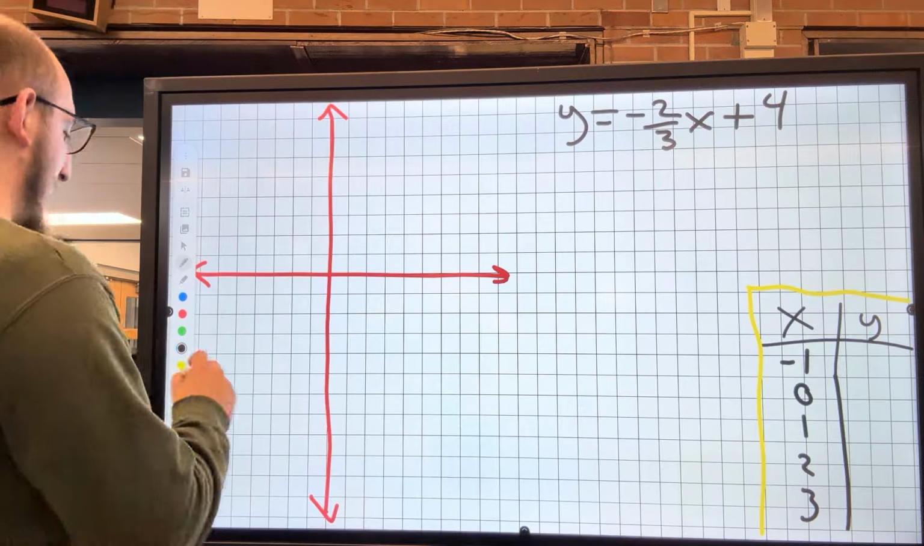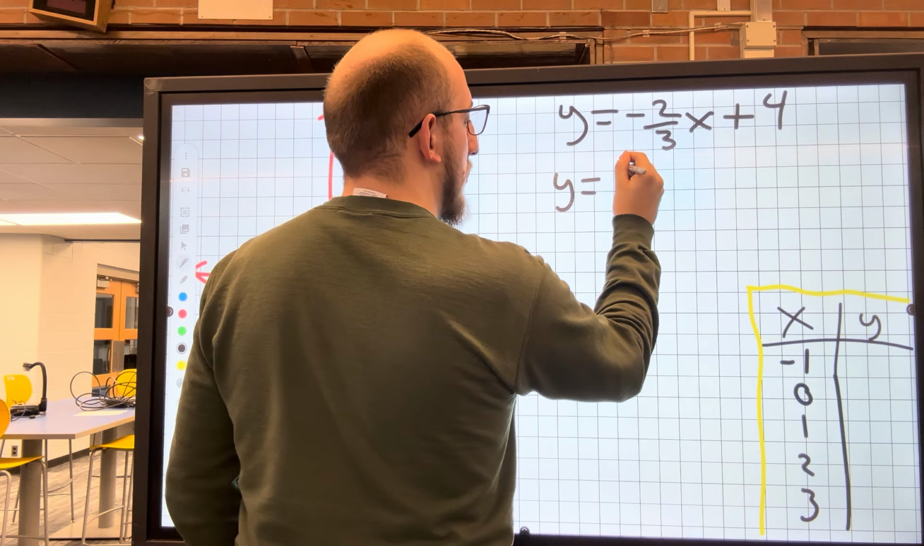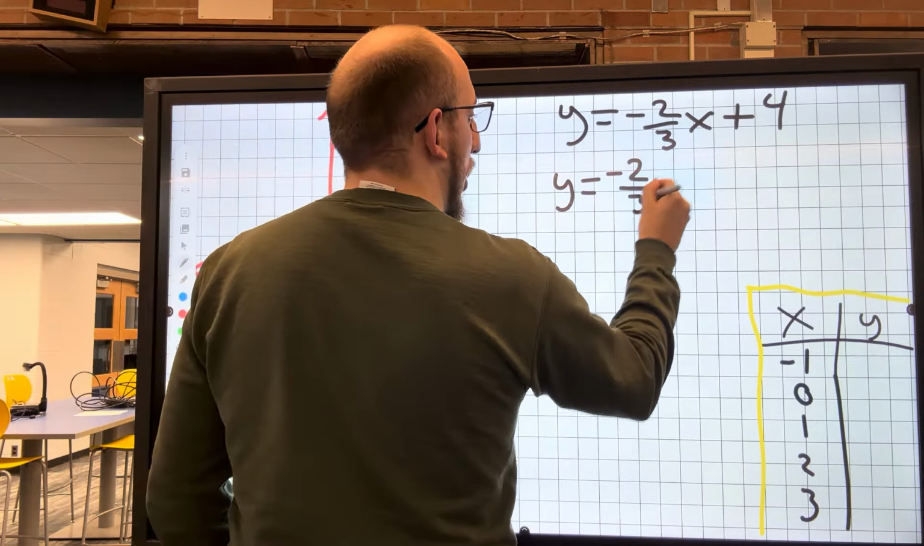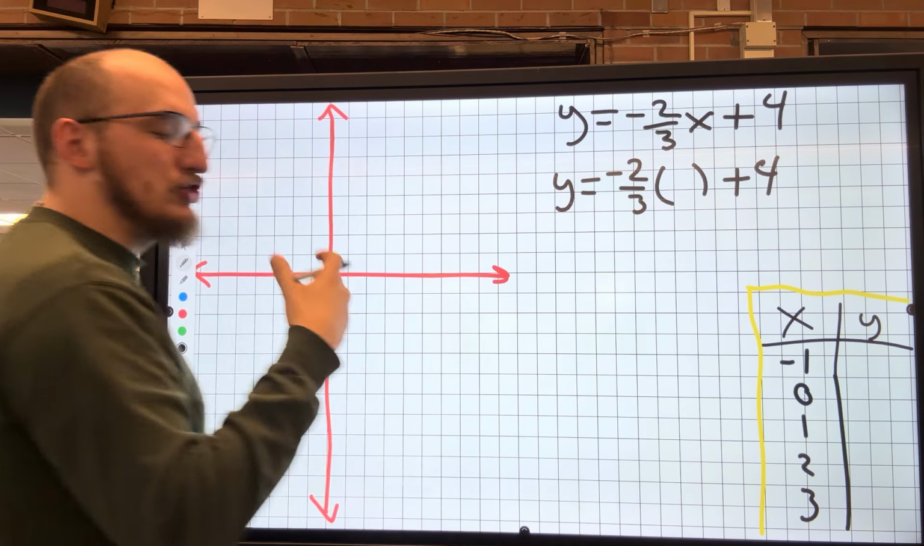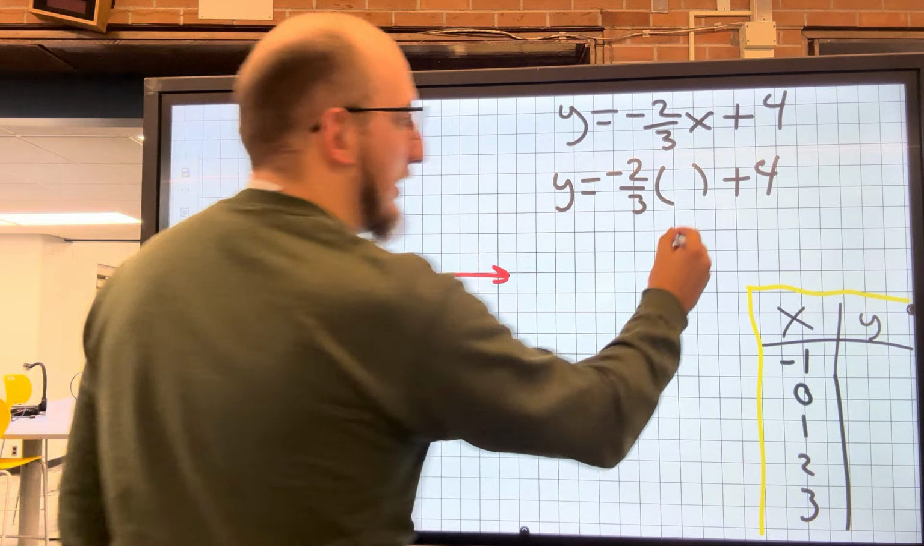So I'm going to start plugging stuff in. I'm always going to have my base equation. We're trying to find the y if we know the x, because the y is called your dependent variable. It depends on whatever your x is. Now I'm going to plug in my numbers. I'm going to plug in -1.